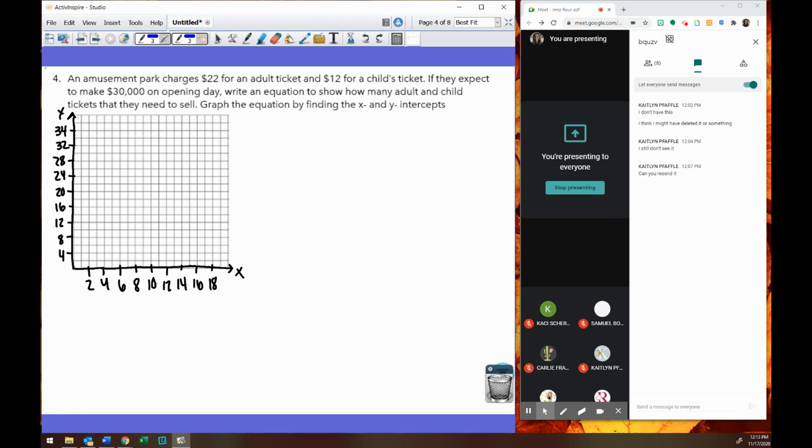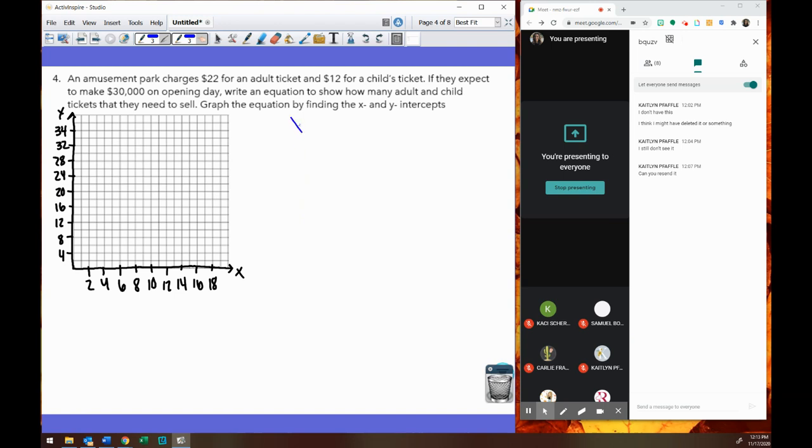Okay, so it says an amusement park charges $22 for an adult ticket. So those of you at home, I skipped the third one. I'm moving into question 4. They charge $22 for an adult ticket and $12 for a child's ticket. They expect to make $30,000 on opening day. Write an equation to show how many adult tickets and how many child tickets they need to sell.